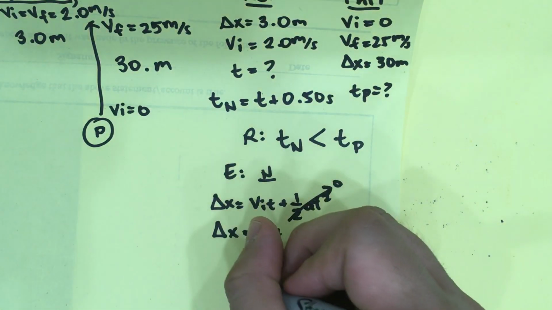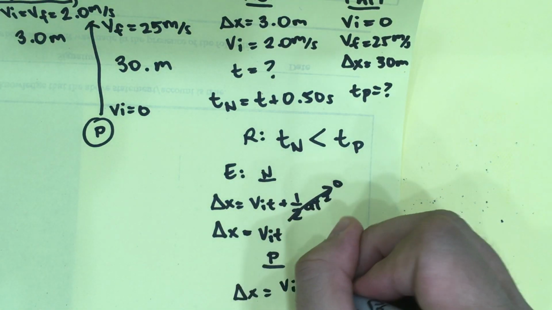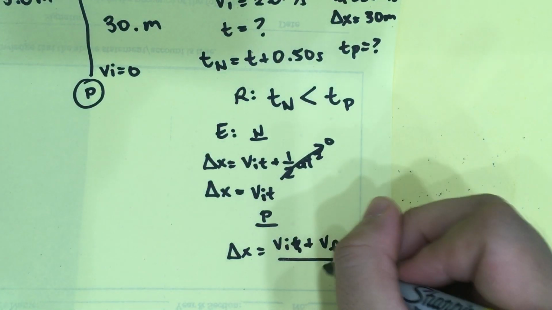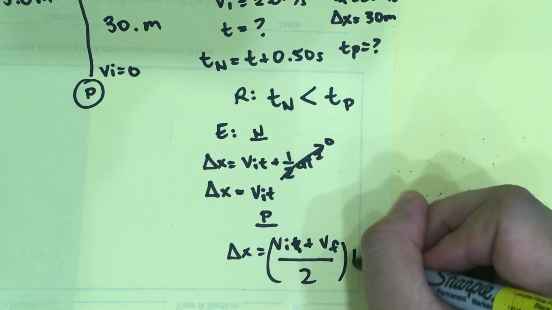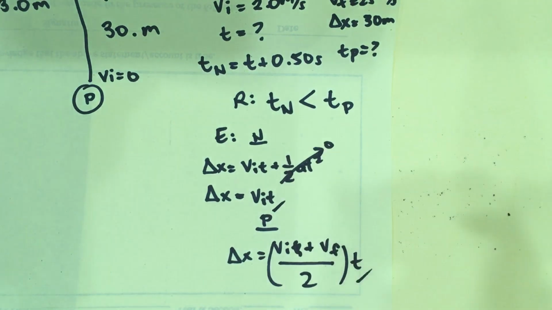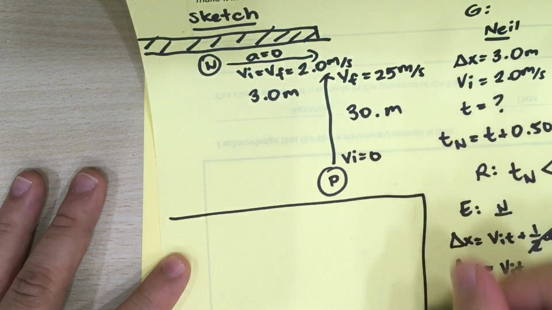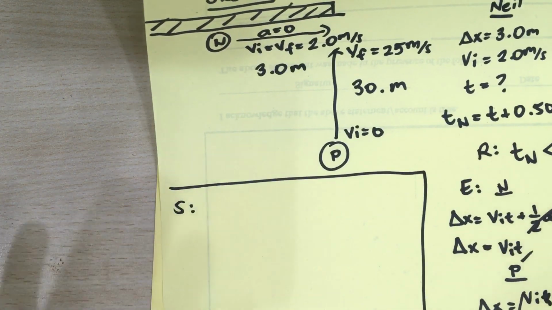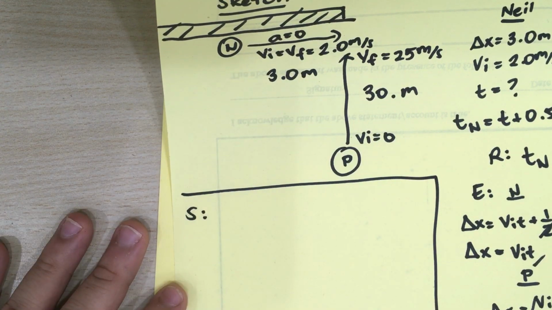We can use delta x equals vi plus vf divided by 2 times the time. And we're going to compare the 2 times and check which one is faster. Now let's solve. Let me just allot some space for this. So let's first solve Neil because the equation looks a little bit simpler.